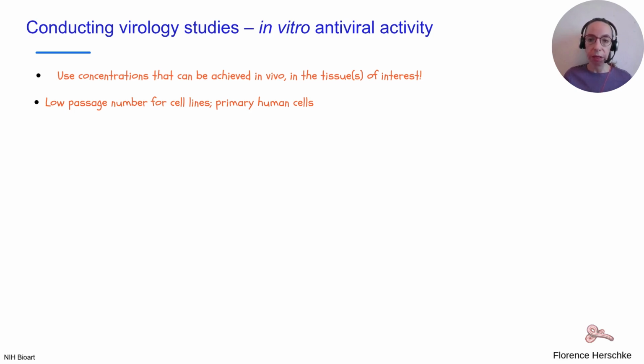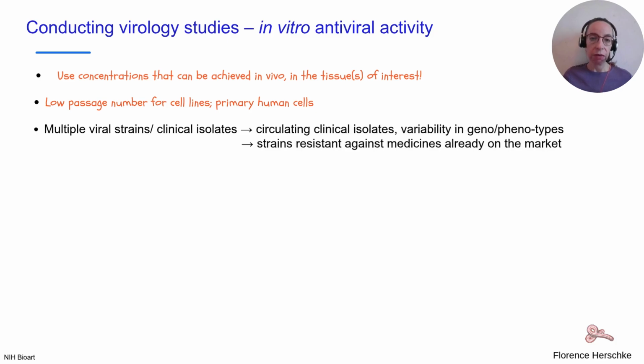Make sure to use low passage numbers for cell lines as well as primary human cells if possible. The FDA will request you to check antiviral activity on multiple viral strains and clinical isolates, making sure that they are currently circulating, that they have a wide geographical variation, as well as variation in genotypes and phenotypes. As much as possible, include strains resistance against medicines which are already currently on the market.